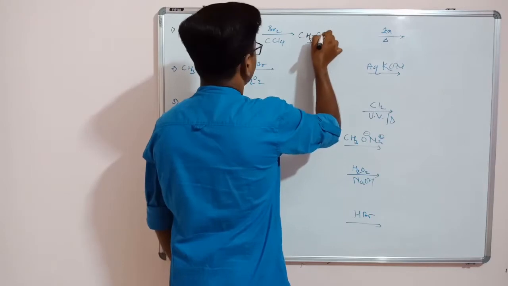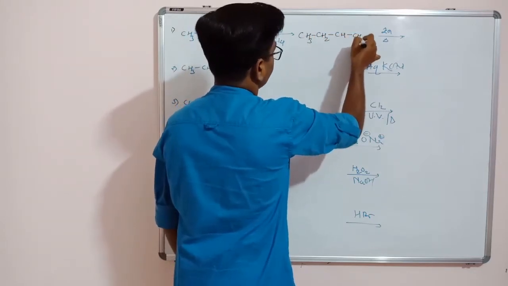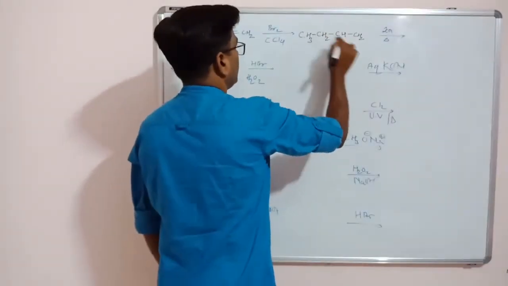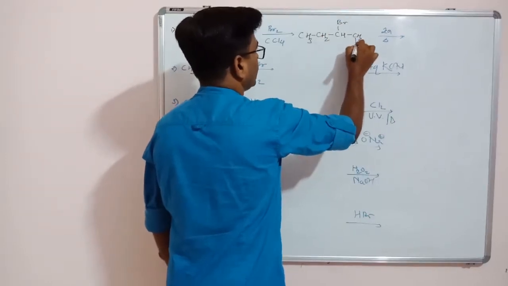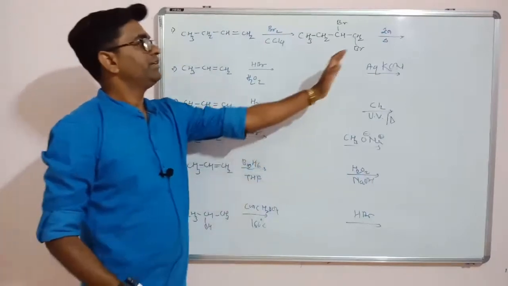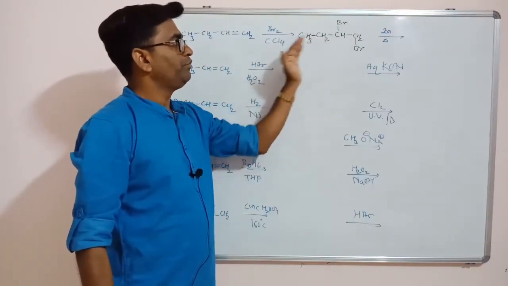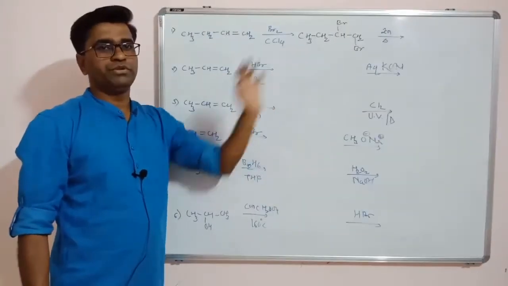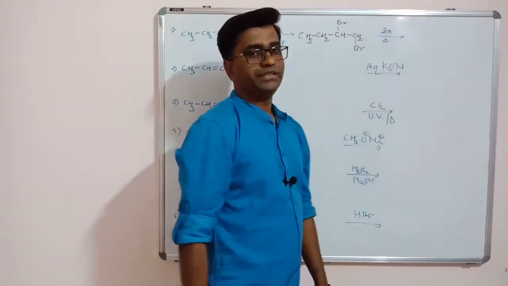CH3 CH2 CH single bond CH2. See, instead of the double bond, what did I write? Single bond. One atom will get one Br and the second atom will get the second Br. So in this way the product will be 1,2-dibromobutane. 1,2-dibromobutane is the product. Next reagent is Zn and heat.